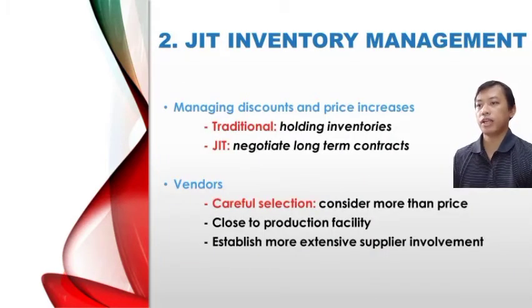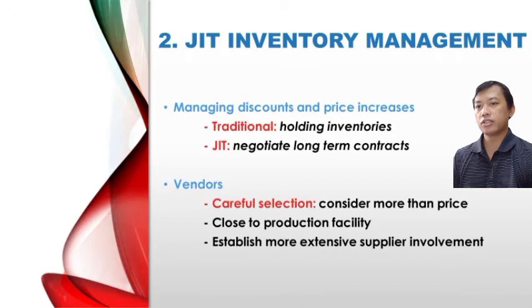Managing discounts and price increases. So we have here the traditional and the JIT. Traditional holding of inventories attempts to solve the inventory management dilemma through better forecasting, improvements in the order point and order quantity process, or by adjusting safety stock levels. However, order quantities, safety stocks, and lead time represent only a minority of the sources of inventory problems. And another is the JIT, which negotiates long-term contracts, which we discussed earlier in the video.